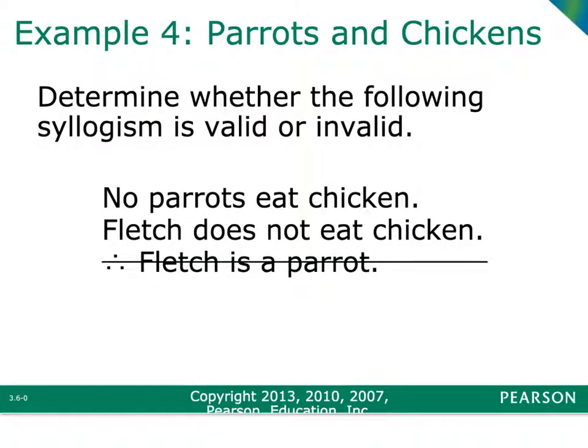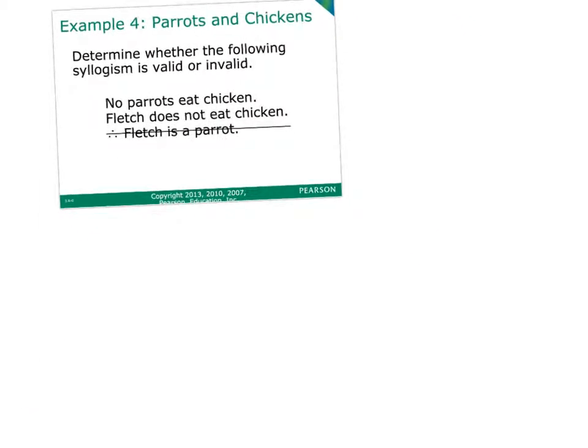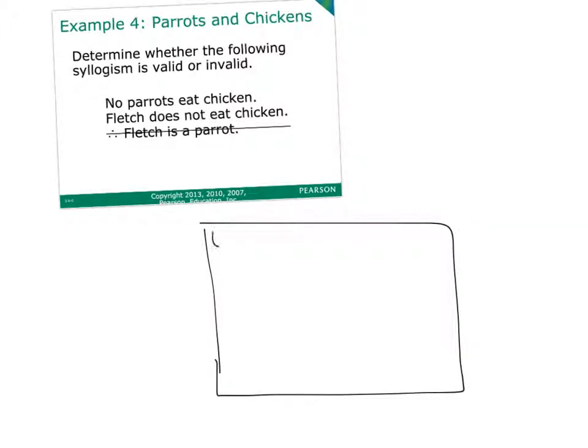Okay, determine whether the following is valid or invalid. No parrots eat chicken. Fletch does not eat chicken. Therefore, Fletch is a parrot. Let's see what that looks like. We'll draw our universal set. They usually label that with a U. And then it says that no parrots eat chicken. That means the parrot bubble and the chicken bubble are completely separate. They do not intersect because there's never a time where a parrot eats a chicken. So you've taken care of your first statement.